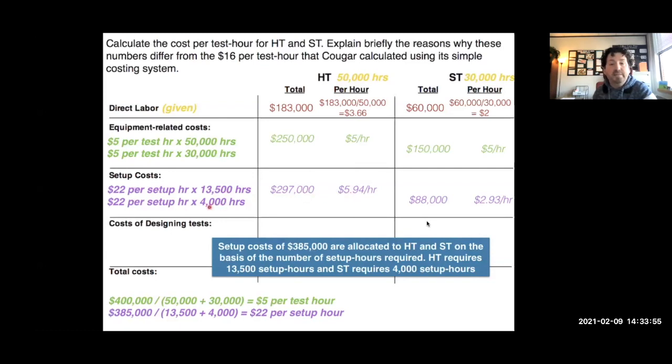For a stress test, my rate was still $22 per setup hour. You multiply it times the number of setup hours consumed by stress test, which were 4,000 hours. That gives me a total cost of $88,000. Divide that by the number of hours consumed by the stress test, which were 30,000 hours, gives me the cost per test hour for our setup cost, $2.93 per hour. Okay, any questions on setup costs?